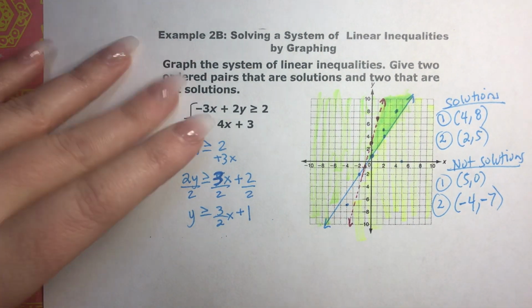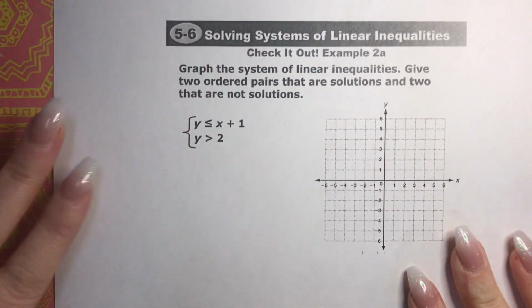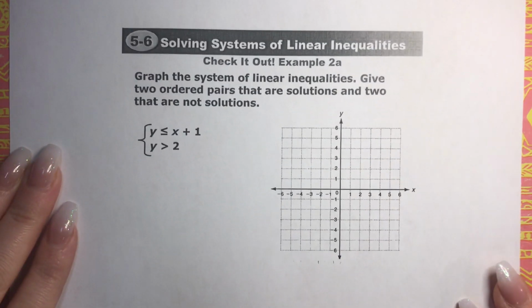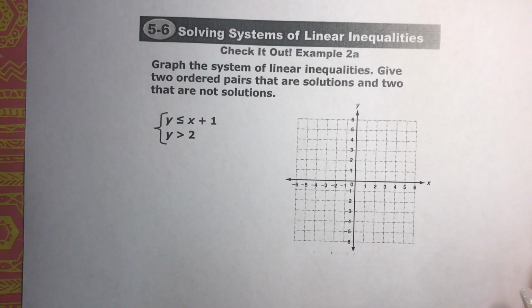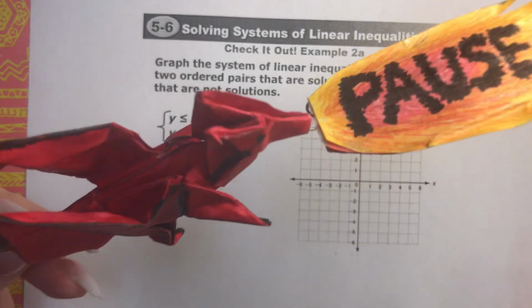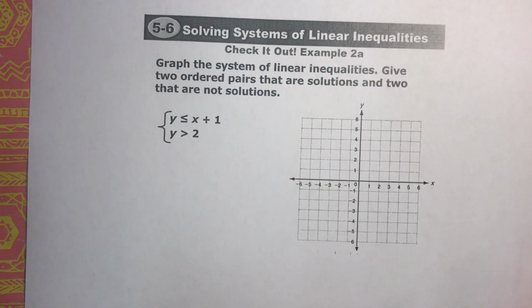And now it is time for you to try this out on your own and check it out. So I want you to check it out with examples 2A and 2B. Go ahead and solve both of those. Where's my friend? Here's my friend, the pause dragon. Remind you to pause your device. Go ahead and work those problems out. When you get done, press play and we'll talk about them together. All right, see you in a bit.